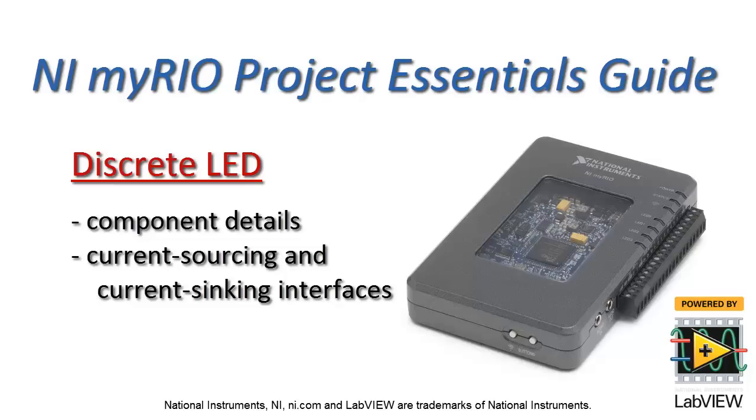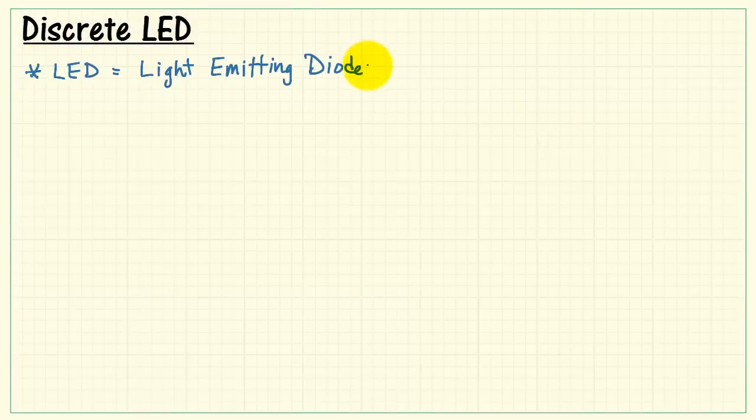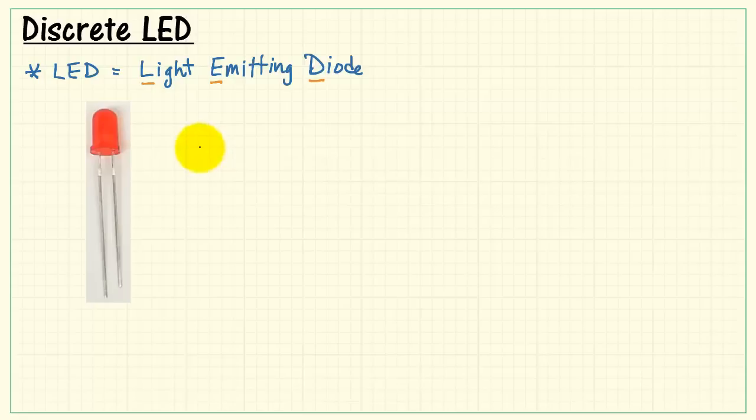Well, I'd like to introduce you to the discrete LED and especially two important interface circuits based on current sourcing and current sinking. To begin with, LED is an acronym that means light-emitting diode. Here's a typical LED of the red variety.